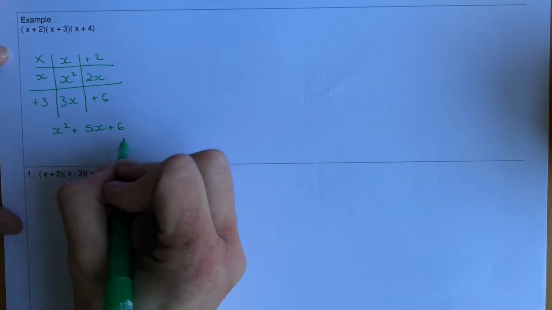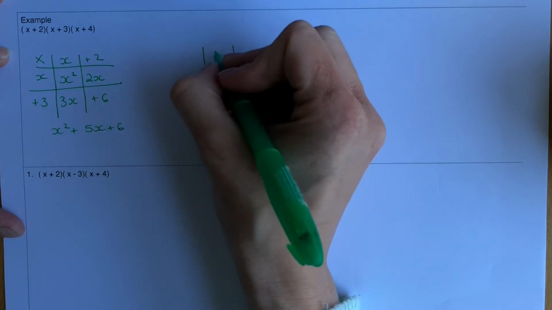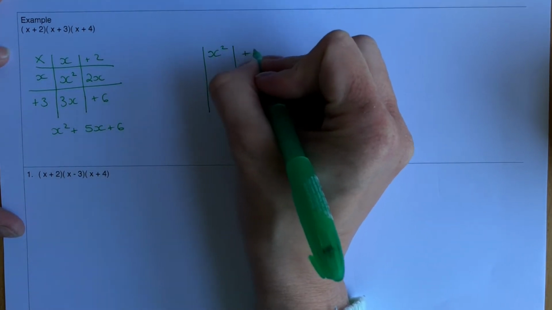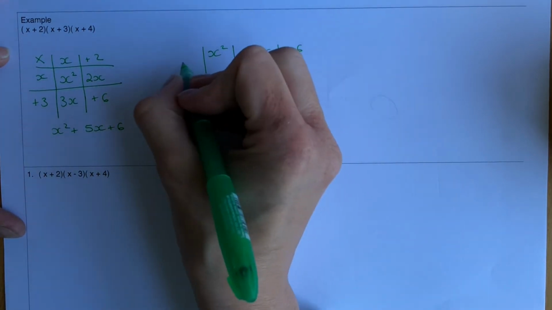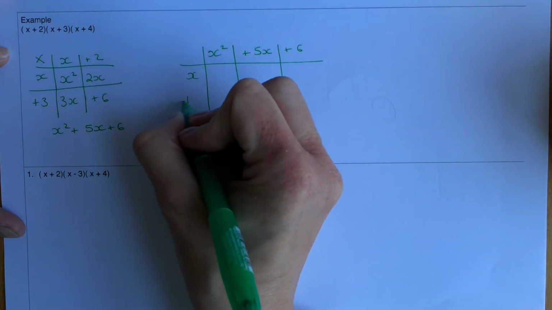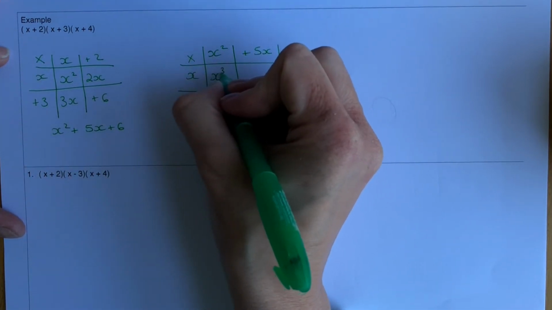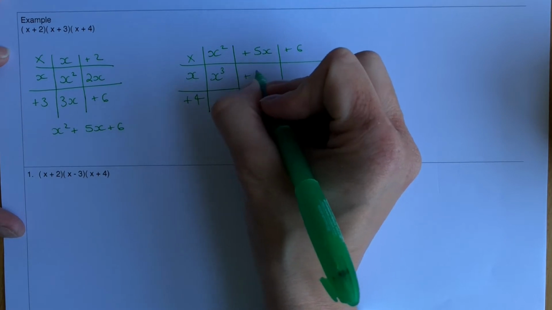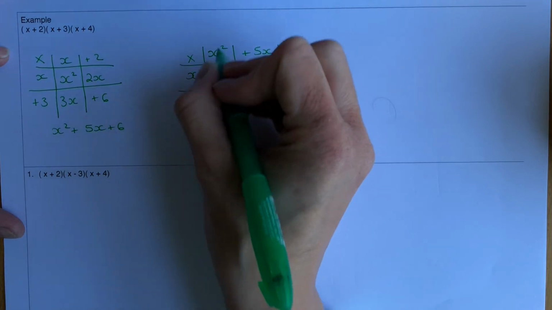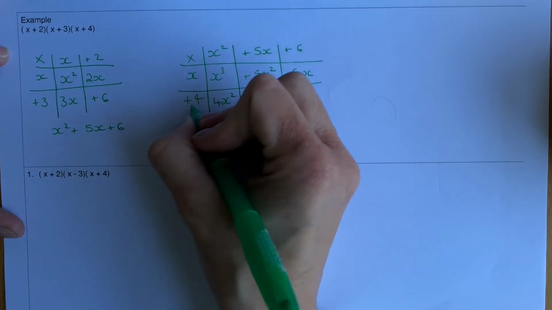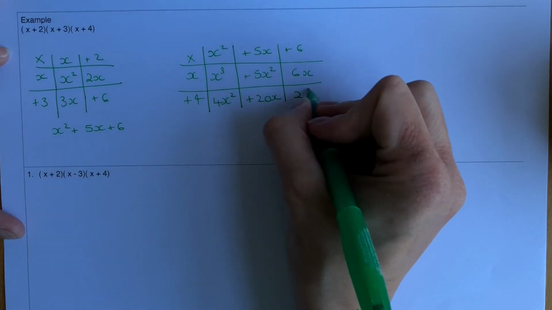Now I need to times this by x add 4. So this time, again, it doesn't matter if you pop it at the top or down the side, you'll get the same answer. X add 4. Now be careful, x times x squared is x cubed, x times 5x is 5x squared, 6x, you get 4x squared here, you get 20x, and 6 4s are 24.